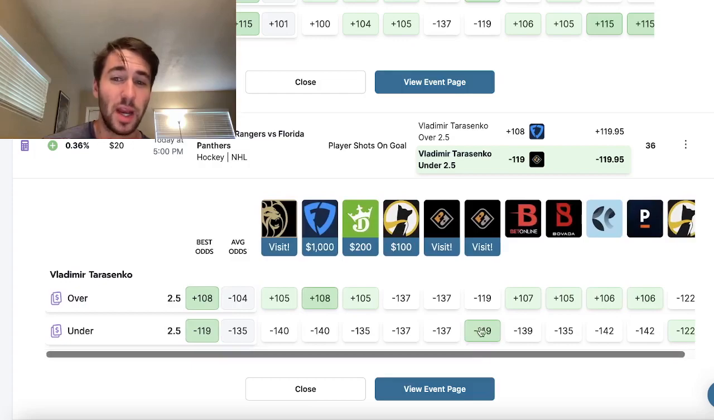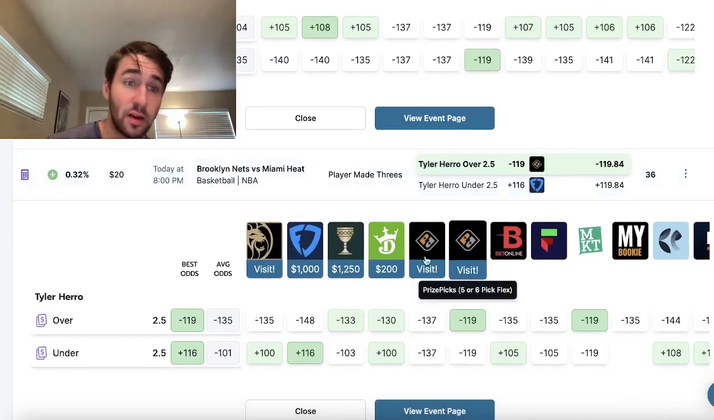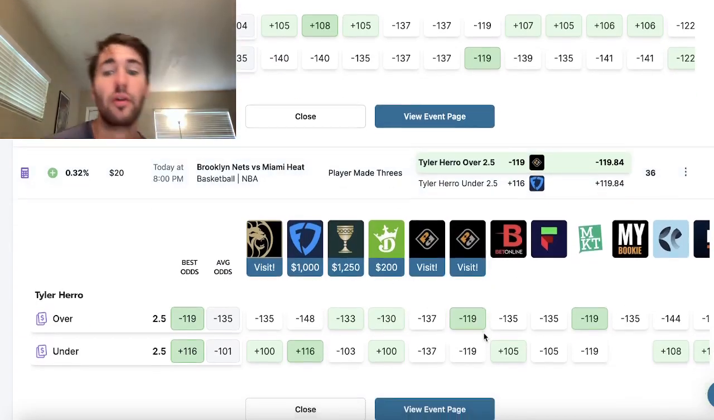-140-ish. We're getting -119 on PrizePicks in a 5 flex, clear value. Jaden Schwartz under 2.5. All books have the under heavily favored. Tyler Hero over 2.5 threes. All books have the over heavily favored.